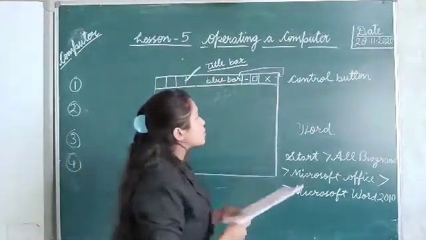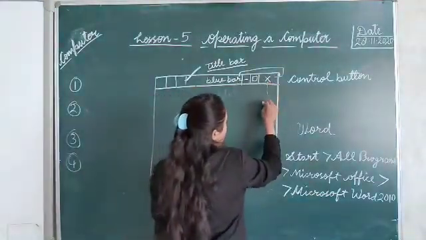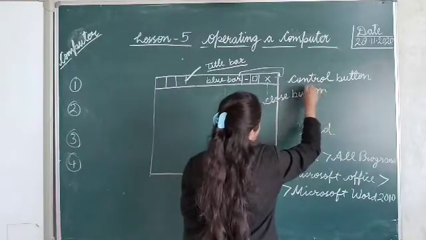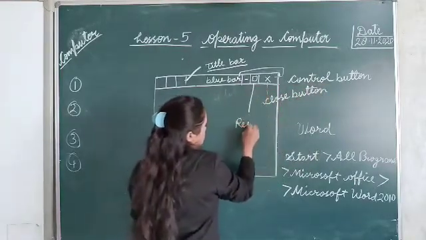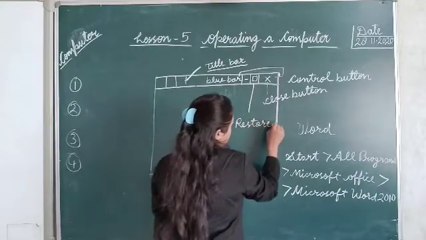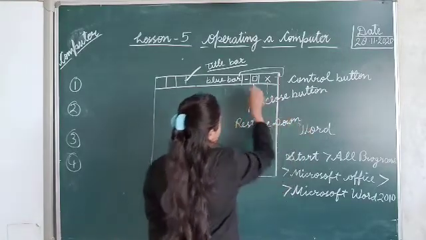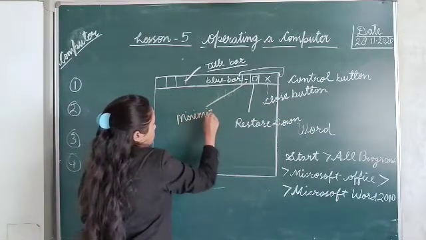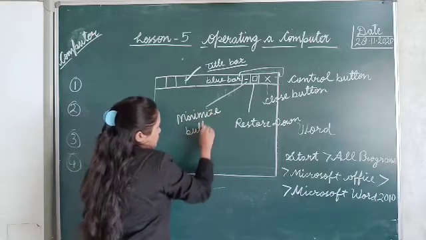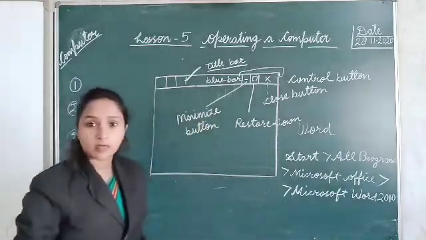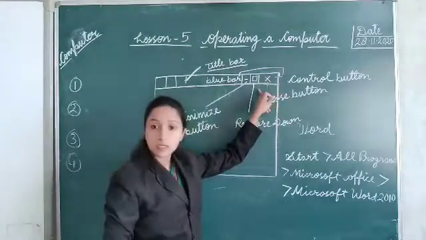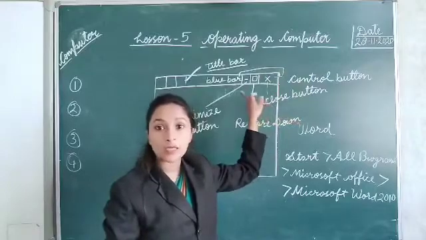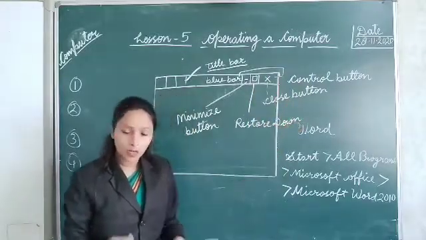So this is called the close button, restore down, and this is the minimize button. Close button, restore down, and minimize button. These three buttons are known as control buttons.